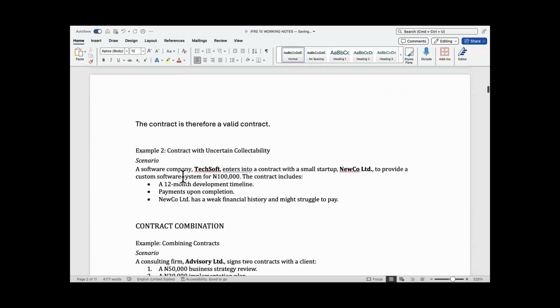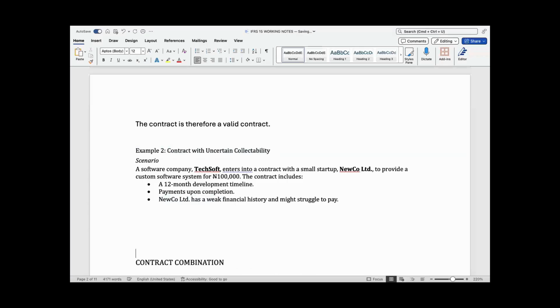But when you look at this second one, they said a software company called TechSoft enters into a contract with a small startup, Newco, to provide a custom software system for 100,000. The contract includes a 12-month development timeline and payment upon completion. And Newco Limited has a weak financial history and might struggle to pay. We want to analyze this.